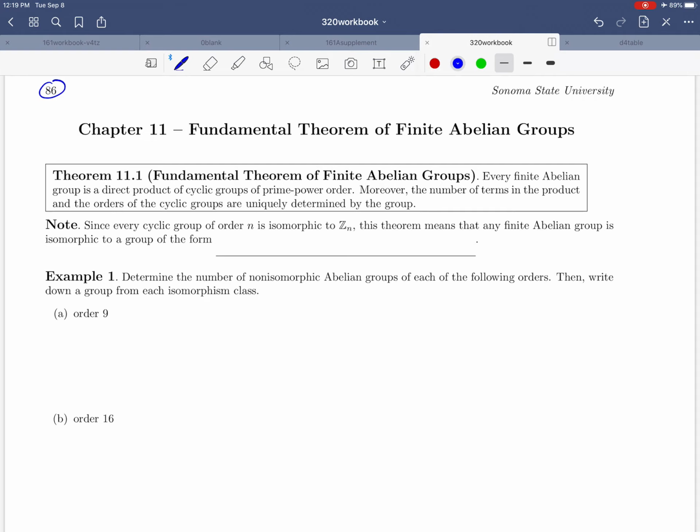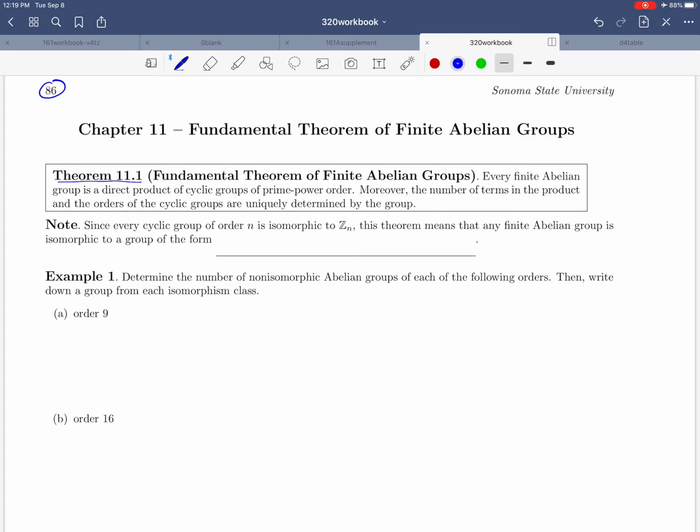So what this theorem is going to do for us is give us a way of, number one, taking any finite abelian group and decomposing it into a very nice form. And then after we've got that decomposition, it also provides an easy way of telling when two finite abelian groups are isomorphic to each other. Okay, so let's take a minute and just read this theorem together.